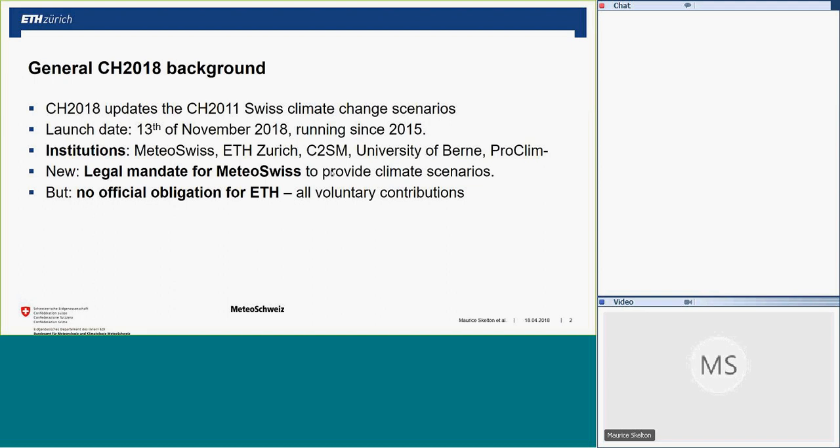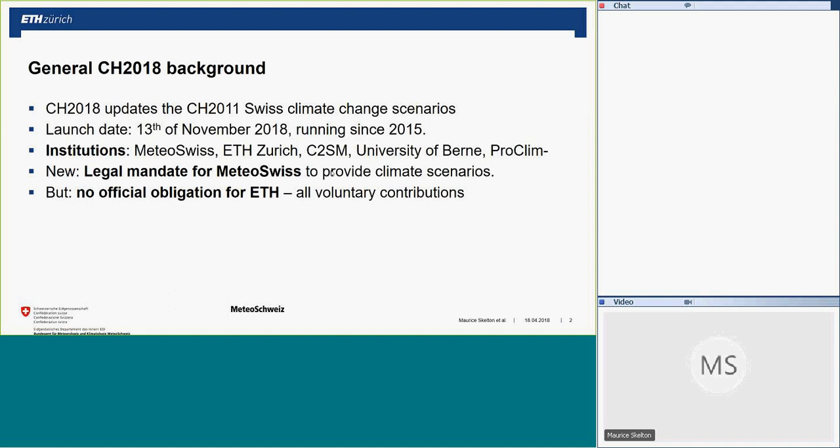Then there's CSM, which stands for Climate Systems Modeling. It's a climate platform headed here at ETH Zurich. Then there are some climate scientists from the University of Bern, and then there's ProClim, which is sort of a boundary organization sitting at the Swiss Academy of Sciences.